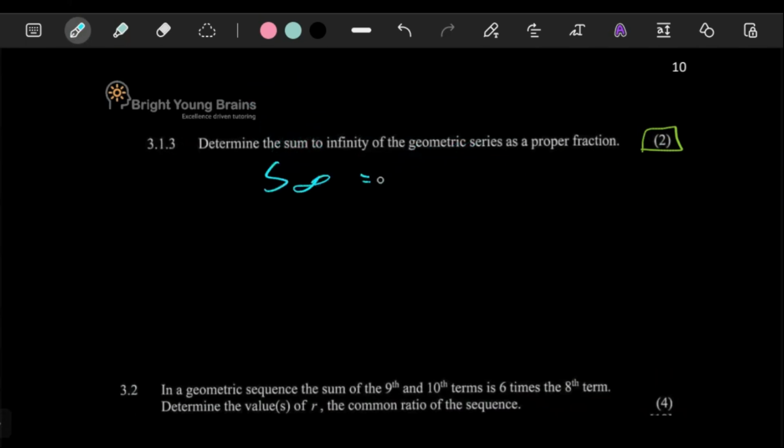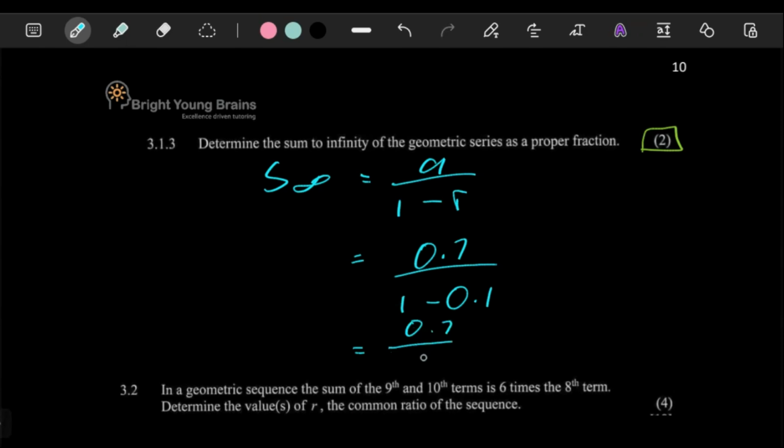Remember, sum to infinity is a over 1 minus r. A is the first term, which is 0.7. R is just 0.1. And 0.7 divided by, this is technically 0.9. So you can multiply both by 10. You're going to get 7/9. In your calculator also, it just gives you 7/9.